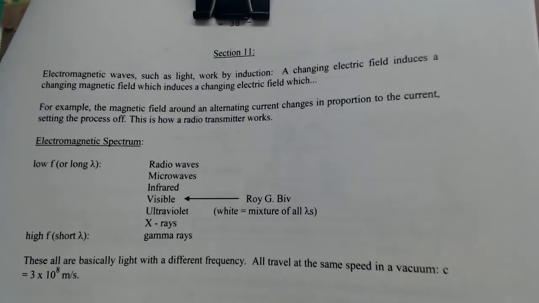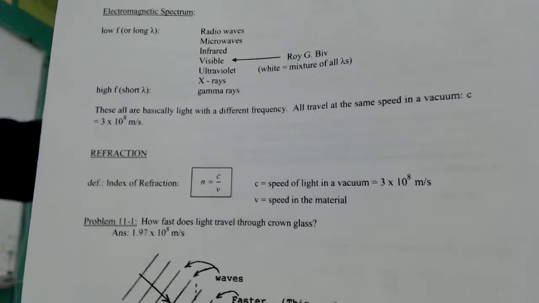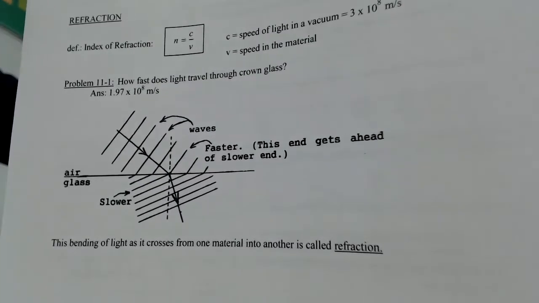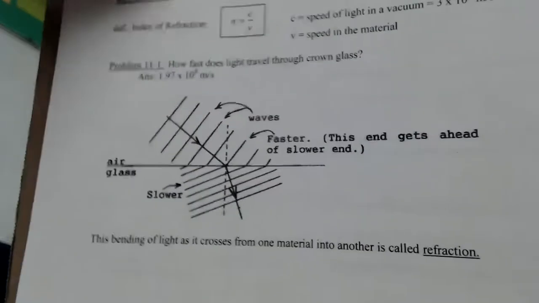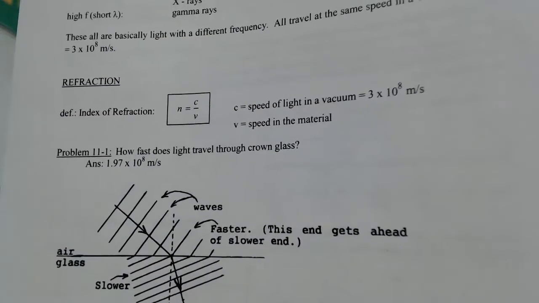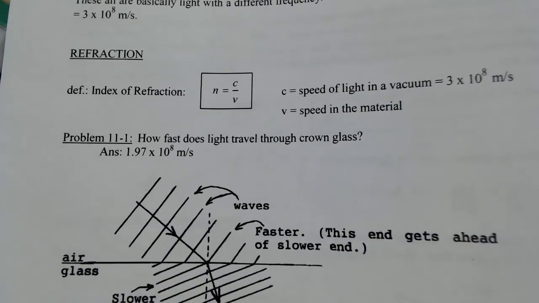Okay, so that's a brief introduction to electromagnetic waves. Continuing to talk about the speed of light. The figure I just mentioned, 3 × 10⁸ meters per second, is the speed of light in a vacuum.